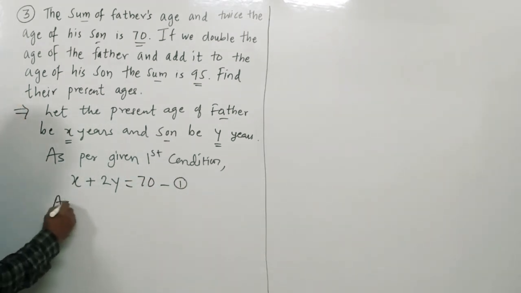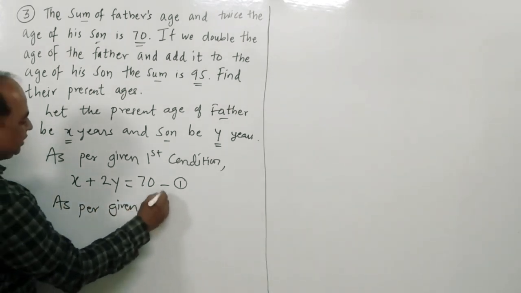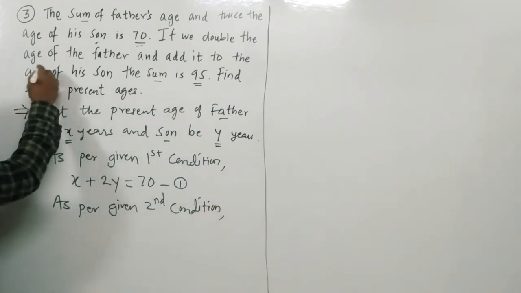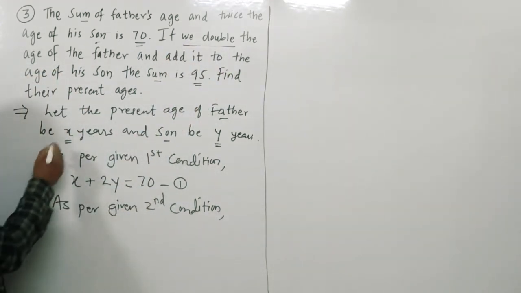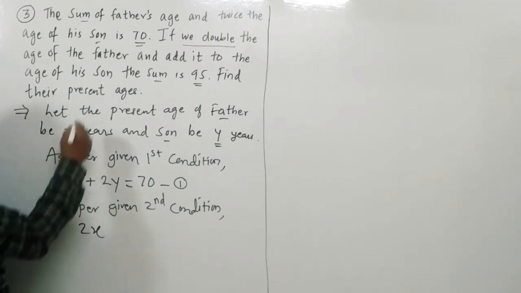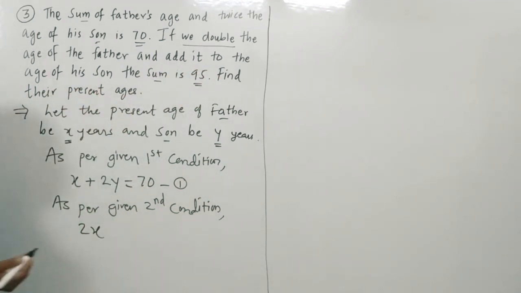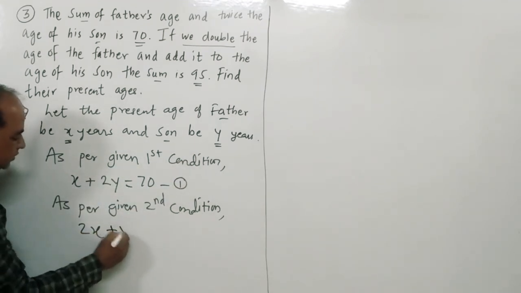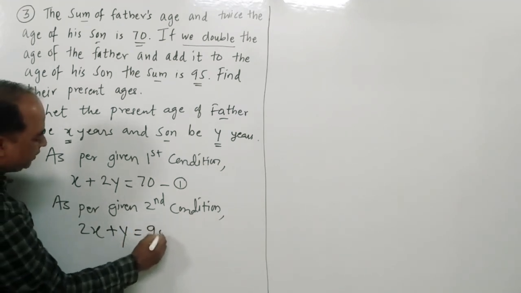Now as per the second condition given in the example, if we double the age of the father, whose present age is x, after doubling we will get the father's age as 2x, and add it to the age of the son, whose present age is y. So 2x plus y, the sum is becoming 95, which is equal to 95.